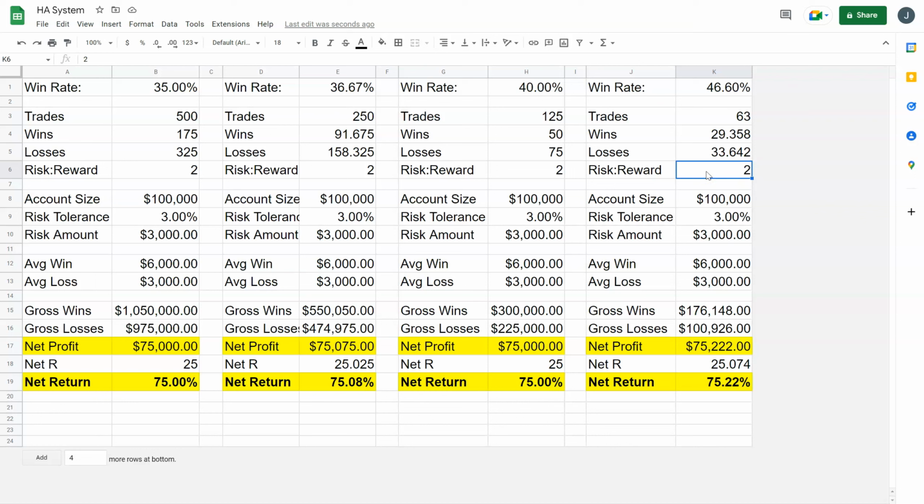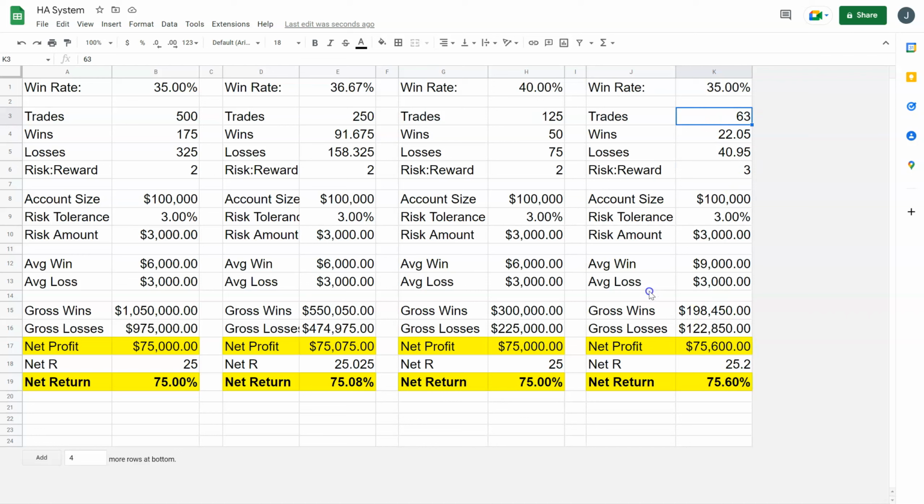So hypothetically, just hypothetically, let's say that this person was getting a 3R instead of a 2R. You can see that that drastically changes this net return number. And maybe because they are going for that larger target, they don't win 46% of the time. Maybe they still only win 35% of the time, just like this person over here. But because they're going for 3R instead of 2R, they're still coming out at roughly 75% return per year on just 63 trades per year.